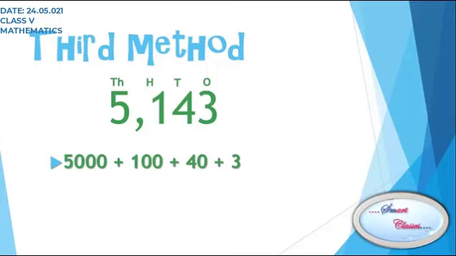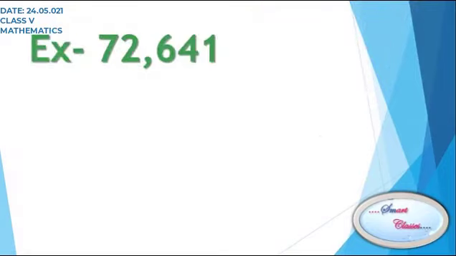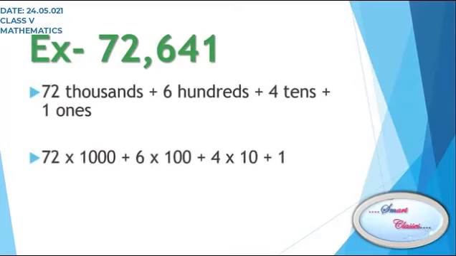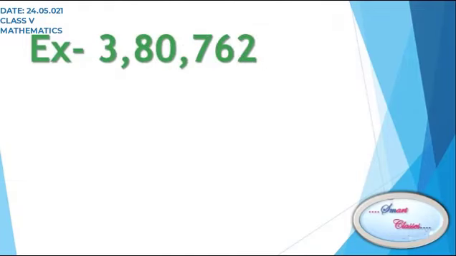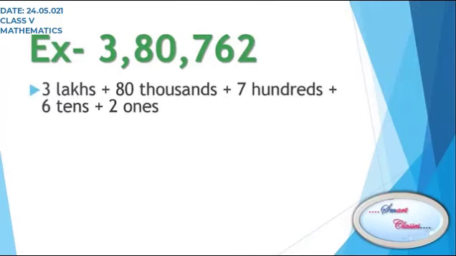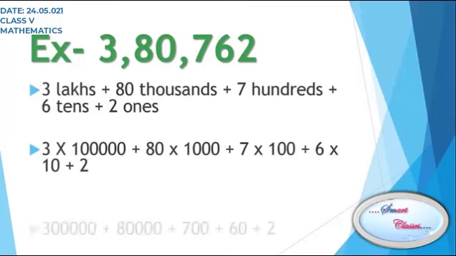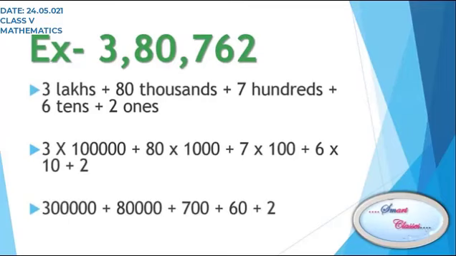Now let's see some examples of it. 72,641. So we can write it like this from the first method, like this from the second method, and like this from the third method. Taking another example, 3,80,762. So we can write it like this using the first method, like this using the second method, and like this using the third method.